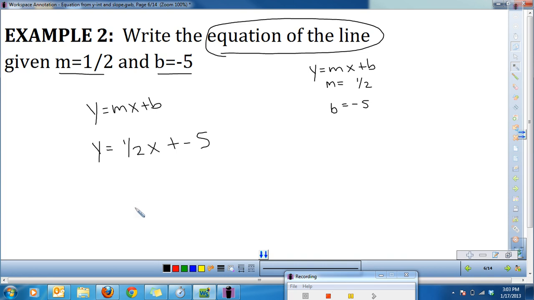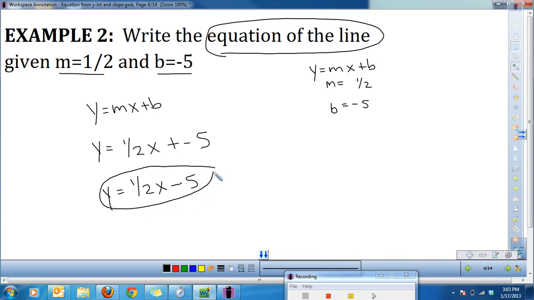Now, after a while, you'll notice what happens when you have a negative intercept. But let's just see what happens. We have 1/2 x. And I want to talk really quickly about plus a negative. Adding a negative is the same as subtracting. We don't want to write plus a negative. We should just write minus 5.